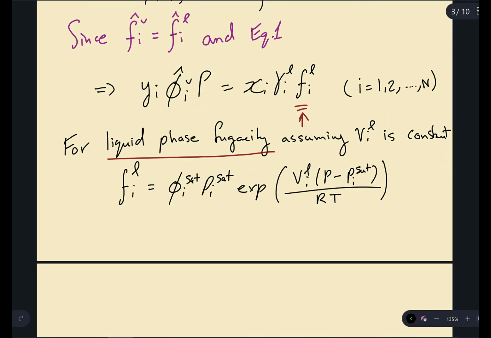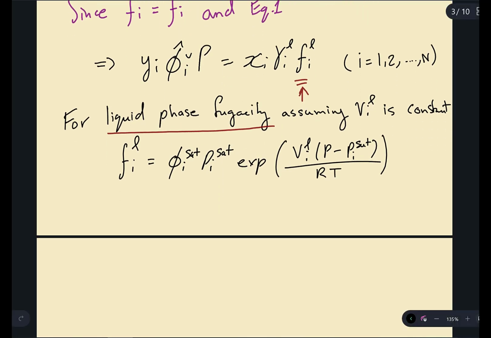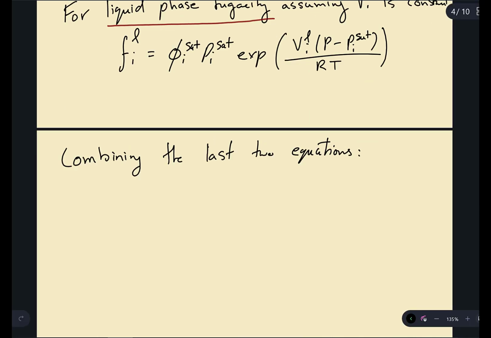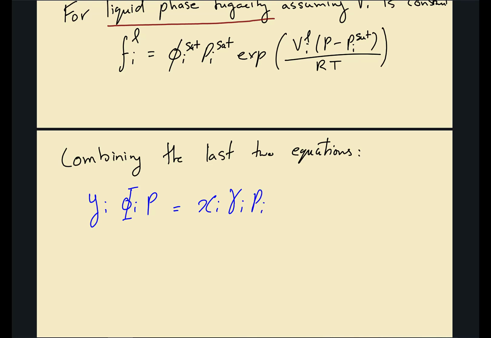But if we combine these expressions, the one above and this one, it becomes a bit complicated. So there's a generalized form that we're going to write, where we have a simplification. Combining the last two equations, what we're going to write is y_i times a new variable that combines some of the coefficients of fugacity, multiplied by total pressure, equals the mole fraction in the liquid phase times the activity coefficient times the saturation pressure. This is what we're going to call equation 2.